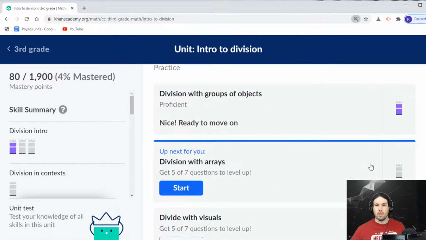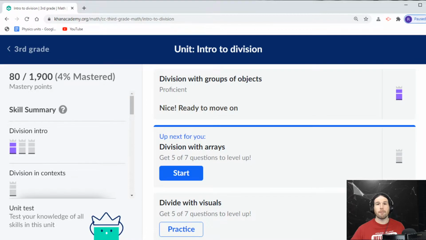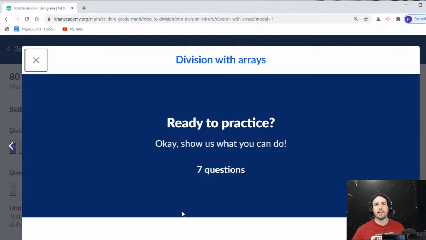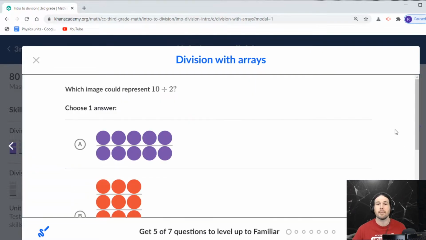Okay. So just like we went from multiplication with objects to multiplication with arrays, we are now going to do division with arrays. And again, this should look very familiar. You should be getting really loud deja vu if you've been following my videos as we do these problems. That's the whole point.